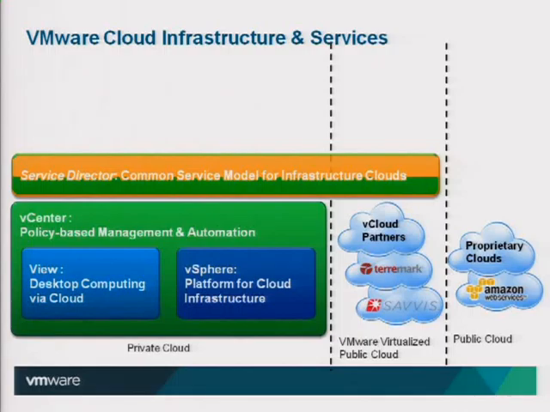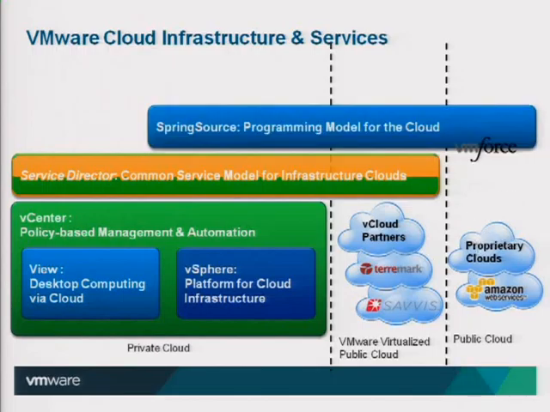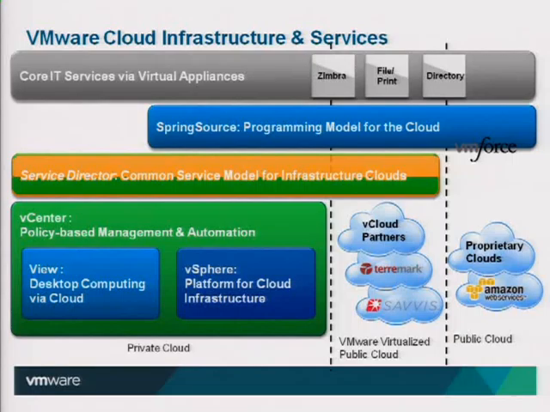On top of this, you'll see other technologies get layered on. The SpringSource acquisition is an example of a technology that will probably get layered on top of our layer and will be able to provide a platform as a service cloud to consumers that are looking for a programmatic environment. And then on top of that, we suspect that core IT services such as Zimbra, mail, exchange, print servers, and so forth, will be built using that and will lie on top of that.